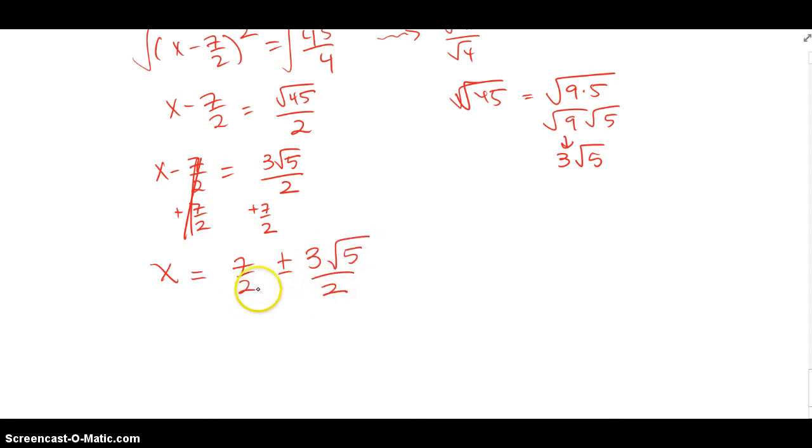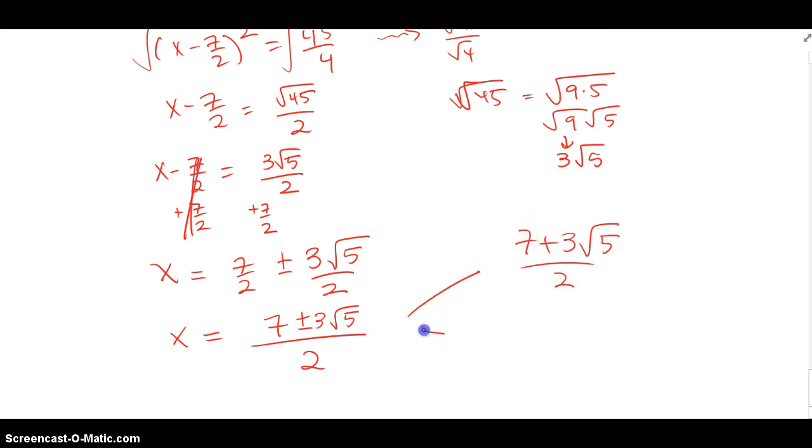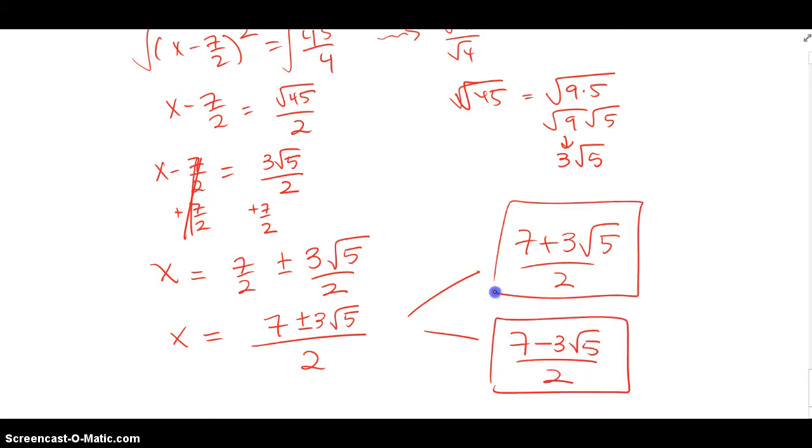Since they have the common denominator of 2, we might as well put them all together over the same denominator. So I have two answers: 7 plus 3 root 5 over 2, and 7 minus 3 root 5 over 2. And I can't combine the 7 and the 3 because they're not like terms. The 3 is attached to the radical 5, and the 7 does not have a radical 5.